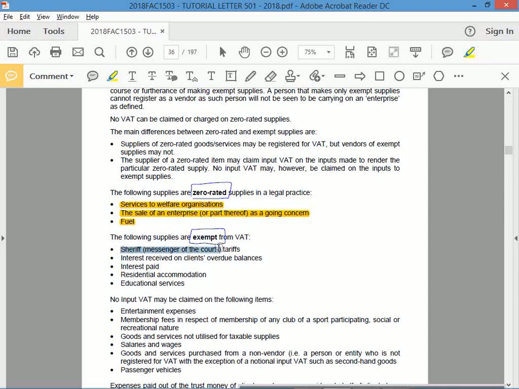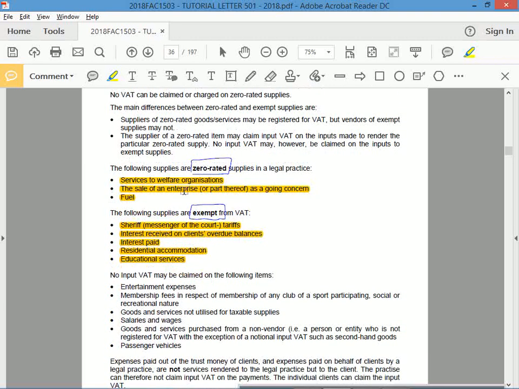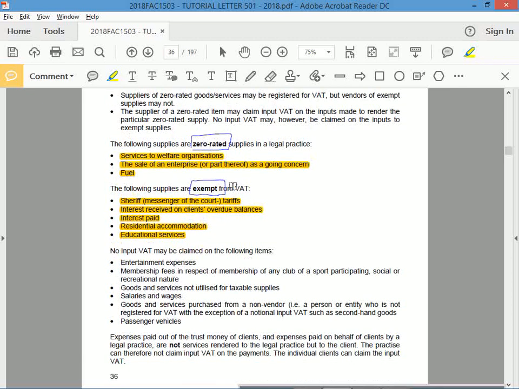Exempt. These are probably more relevant to you guys because you deal with the law type of transaction. So sheriff tariffs are exempt. Interest received on clients' overdue balances, that's the whole interest story. Residential accommodation and educational services are all exempt. What does that mean? Well, if it's exempt, not applicable, no VAT. If it's zero rated, what does that mean? VAT at 0%.